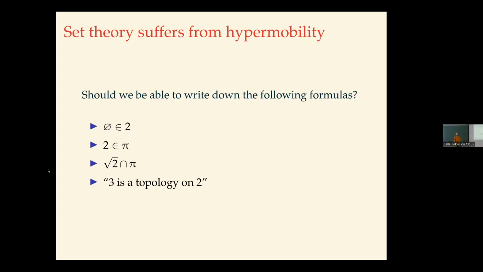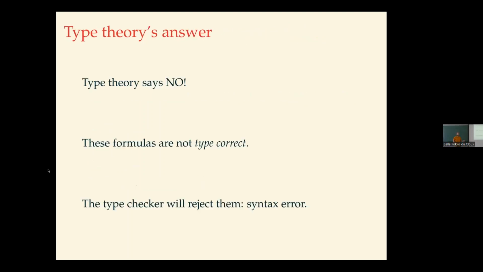So, should we be able to write these things down? And type theory says, no, this is just garbage, this is nonsense, you shouldn't be able to write this down. These formulas are not type correct. You have this innate sense that there was something garbage about these formulas, and that innate sense means that actually you're a type theorist. You just don't know yet. If you try to write down these statements in Lean or another system that is based on type theory, you'll get a syntax error. It says, what you just wrote down doesn't make sense.